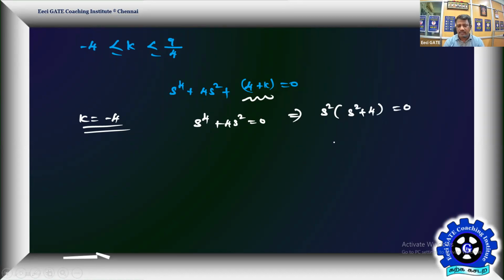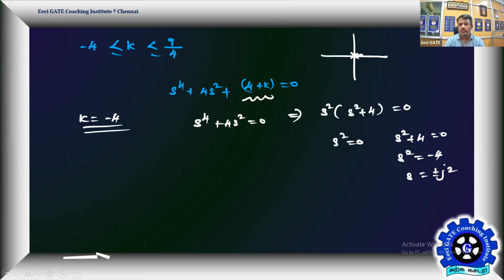Hope I'm right. Then s square equal to 0 and s square plus 4 is equal to 0. We'll have s square equal to minus 4, s is equal to plus or minus j2. That means you have the poles here: 2 poles at the origin, 1 pole at plus j2, and another pole at minus j2. The condition is obeyed. All the poles are on the j omega axis when k is equal to minus 4. That's fine.